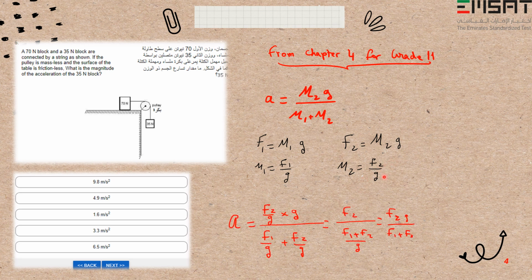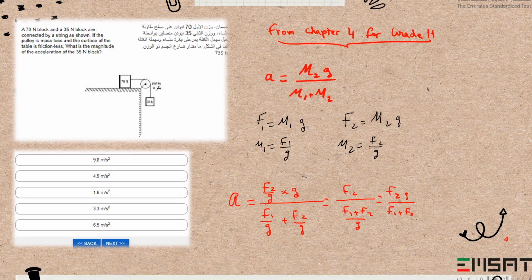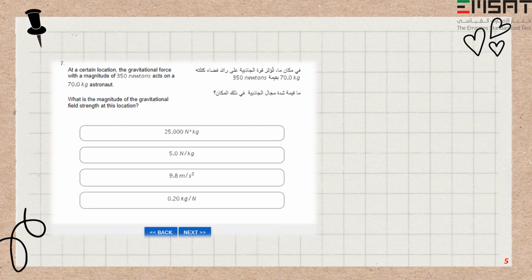So we just need to replace these two equations in the main one. So the new form is f2 divided by g, multiplied by the gravity, divided by m1, this is f1 over g, plus m2, and that's f2 over g. So you need to simplify the gravity in both numerator and denominator, and that's the new form, f2g divided by f1 plus f2, which is 5.5. So we continue with question 5.